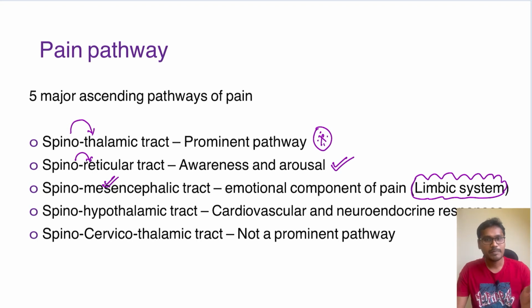And coming to another tract, which is the spinohypothalamic tract. What is this tract? It goes to the hypothalamus. All of us know the hypothalamus is the head ganglion of the autonomic nervous system, and this is the predominant reason why, whenever we have pain, not only is the pain sensation felt, we also feel sweating, increased cardiovascular activity, and a changing respiratory rate. All these are felt with the help of the spinohypothalamic tract. Basically it goes to the hypothalamus and causes the cardiovascular and neuroendocrine responses. There is one minor tract, the spino-cervico-thalamic tract. That is, the upper limb receptors go through the cervical region and then to the thalamus. It is not a predominant tract, but all these 5 tracts are the major tracts of the pain pathway.